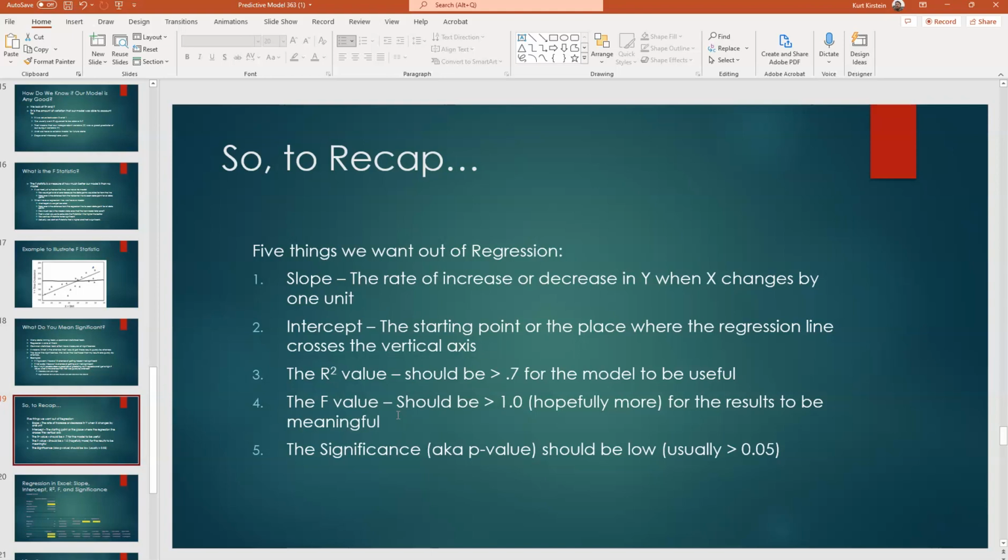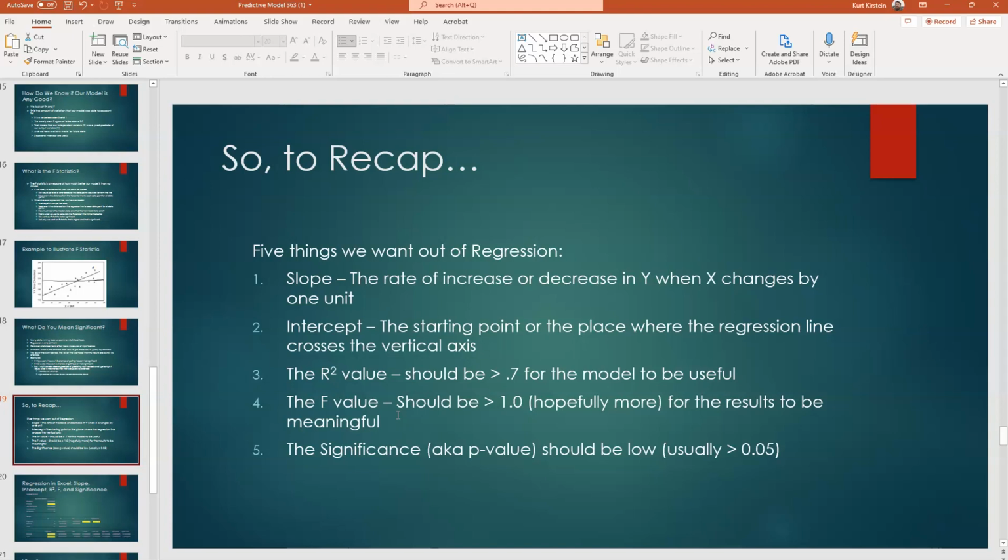The r-squared value should be greater than 0.7 for the model to be really useful. We want it to be as high as possible because what it's telling us is how much variability the independent variable is accounting for in the dependent variable. The F value should be greater than 1, hopefully more, for the results to be meaningful, but that's just showing us how much better off we are than if we had no model at all.